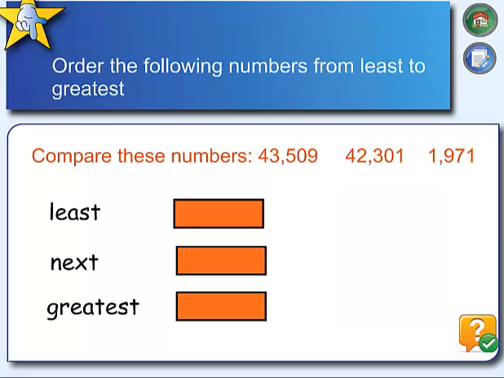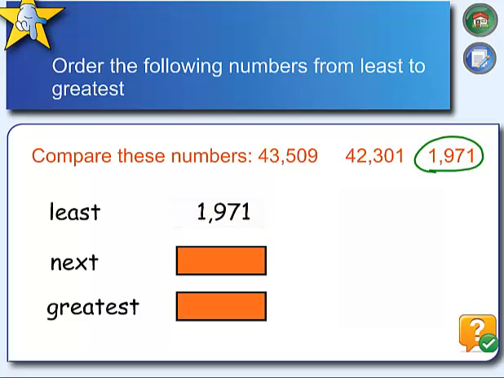Let's compare these numbers and order them from least to greatest. When you have 3 numbers, again, it's easy to line them up by the ones place, but I see right away that one of them is going to be the least. Do you see it? Yes, this one, 1,971, is going to be the least because it only has 4 digits and the others have 5. So the least one was 1,971.